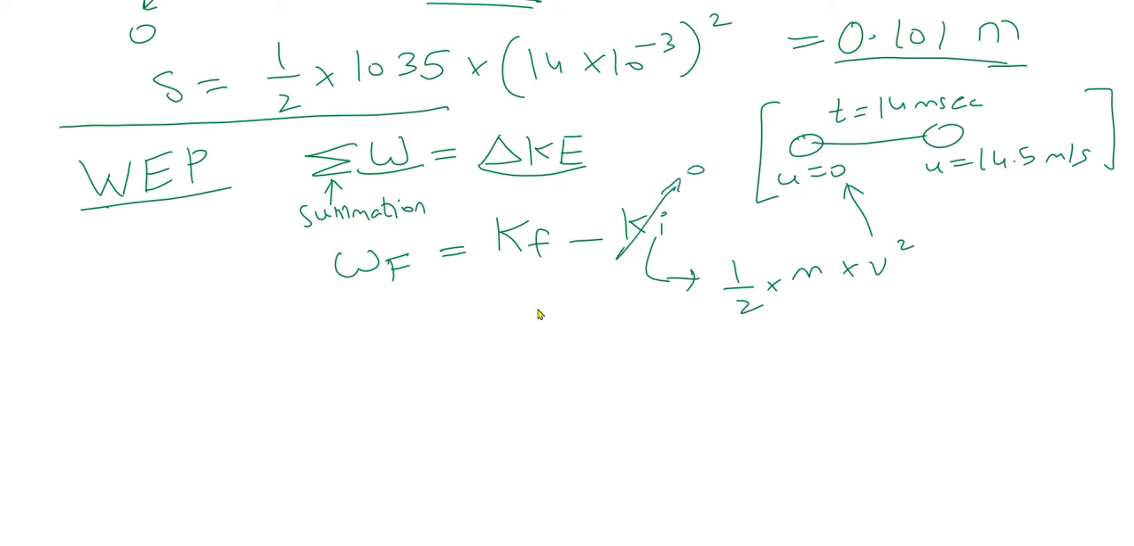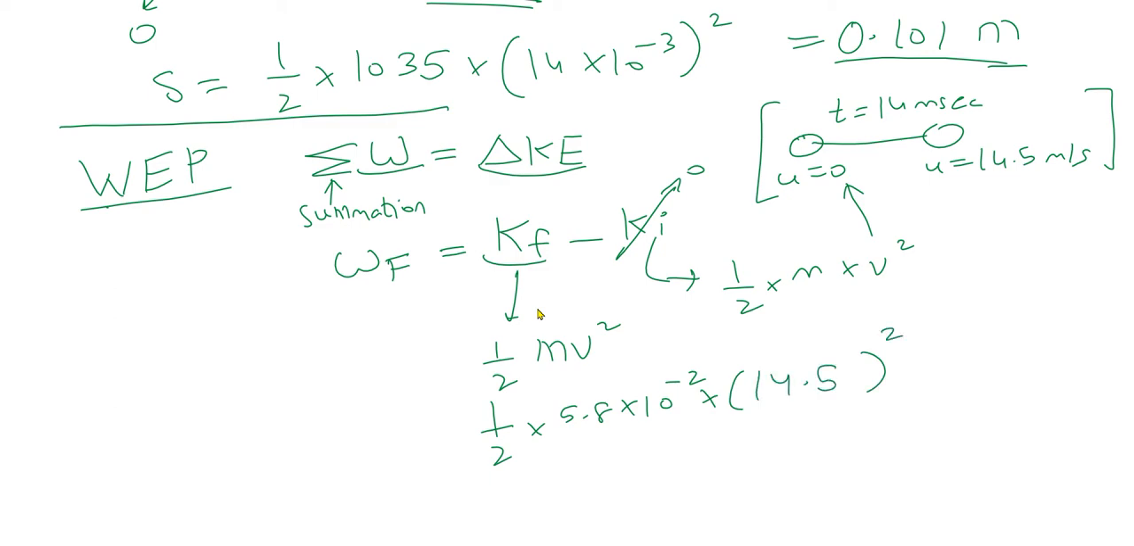So now all you are left with is KEf, which is half into m into v square. See, mass is given to us as 5.8 into 10 to the power of minus 2, multiplied by, in place of v, the final velocity we put 14.5, right? Yes, sir. This is the total work done by the applied force, now using the work energy principle. Now solve for this and tell me what is the value.